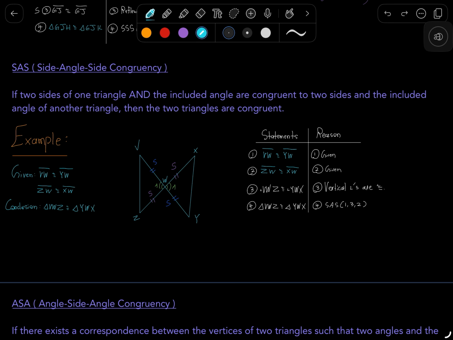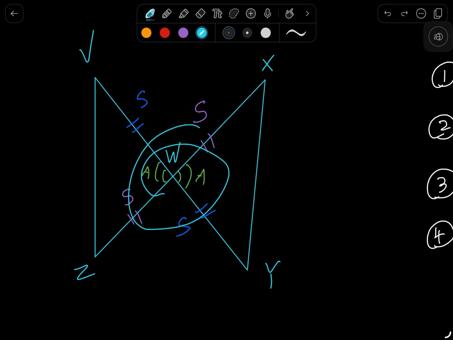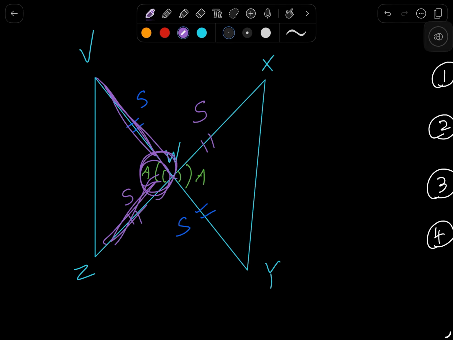Before I move on, again, this is an included angle. Make sure you're proving that the included angles are congruent to each other for SAS. Once again, included means between. This angle here is between these two sides. This angle here is between these two sides. So that's how you use SAS.